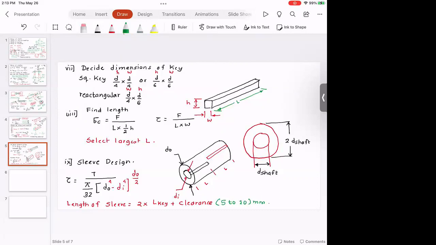Are you with me so far? Can I ask you a question? Can you use just one key or not? For both shafts, one key? No, you need to have two keys. Does it make sense? Yeah, yeah. Okay.